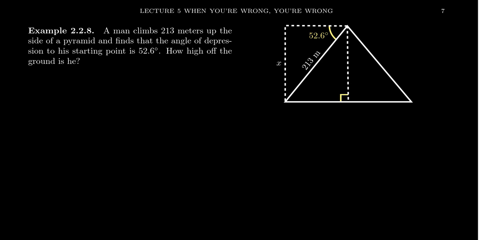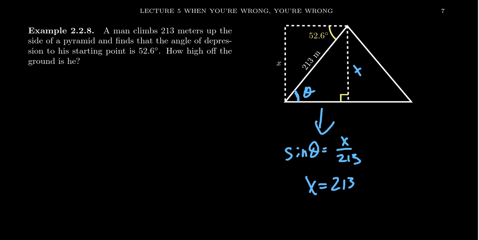When you look at this picture, there are a couple of triangles drawn here. There's this triangle associated to the piece of the pyramid that the man climbed up. We know this distance, and we want to figure out the height above the ground. So we're interested in this distance x. How tall is the pyramid? It would be great if we knew this angle theta, because then using the sine ratio, sine of theta equals x over 213, and to solve for x we multiply both sides by 213, so x equals 213 times sine of theta, if we knew that angle of elevation. But that angle is inside the pyramid, which is inside dirt or rock or brick or whatever it's made out of. We can't make that measurement.